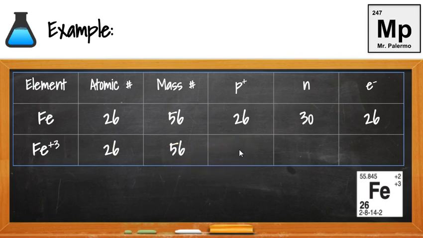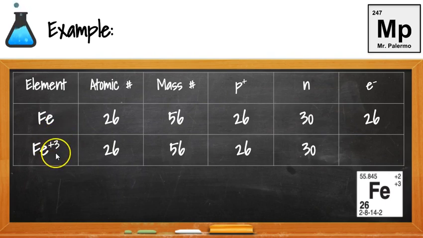The number of protons is not going to change. That's 26, because the atomic number is the number of protons. The number of neutrons doesn't change because we said mass doesn't change, so that's still 30. So what does change when you form an ion? The number of electrons. So we have 26 electrons in the neutral atom iron.